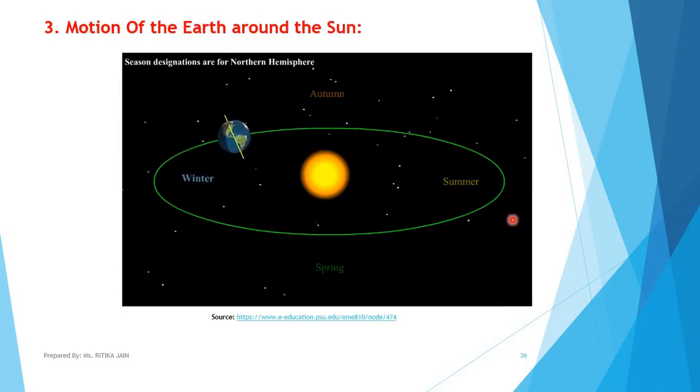Third example, the motion of the Earth around the Sun. Earth revolves around the Sun in an elliptical orbit. Now, as you can see, because of this motion of the Earth, we observe different types of seasons, and this is also an example of circular motion. I hope this concept is clear to you.